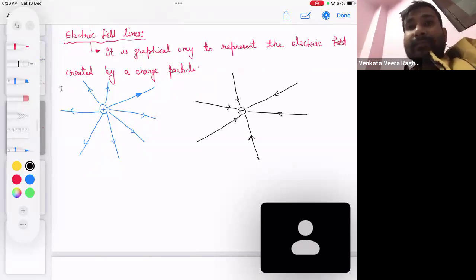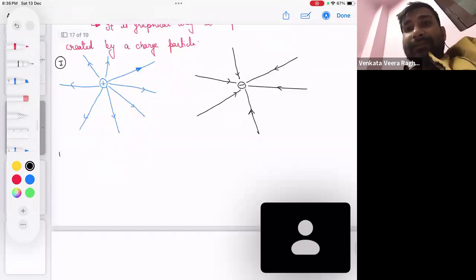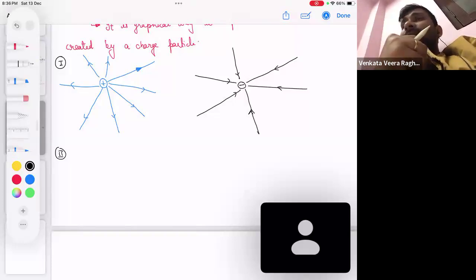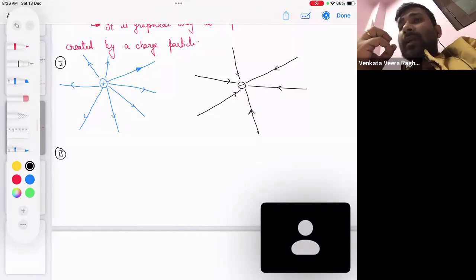Second thing. Whenever we draw the field lines, if I take two equal imaginary areas, and I see the area through which more number of field lines pass, then can I say that that point will have a stronger field compared to the other point? How? Tell me.